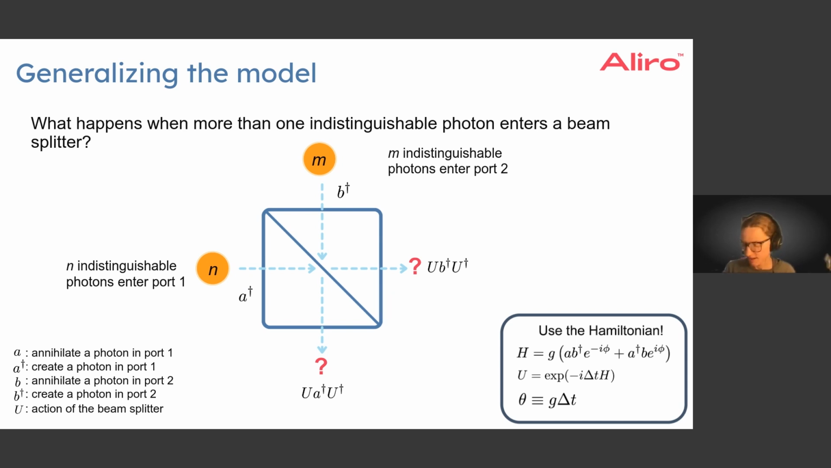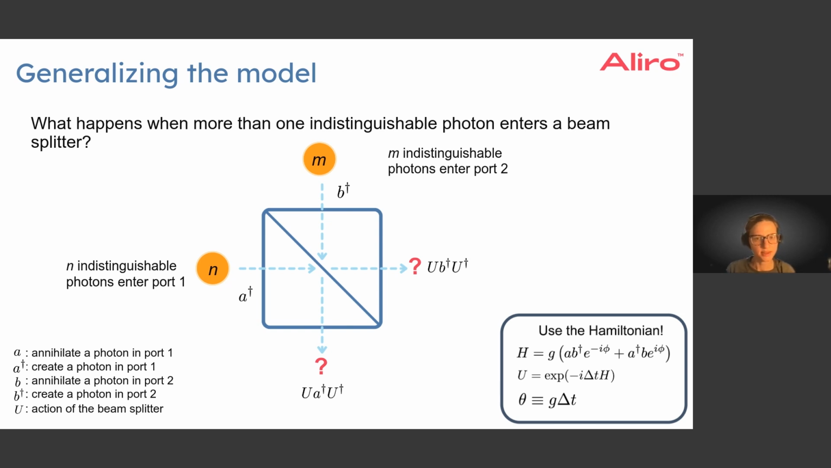So one way we can approach this is by looking at how the operators for creating and annihilating photons are going to change due to the action of the beam splitter. Basically, we can consider the action of the beam splitter to be some matrix U, which could either act on the incoming state or could transform the operators which can create photons in the incoming state.